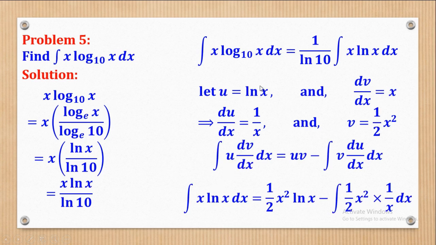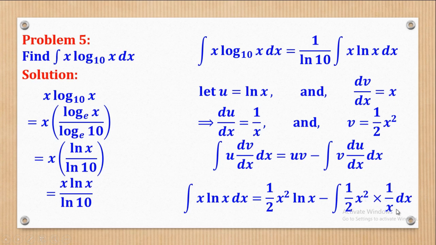Now, u times dv dx will give me the required integral. It will be equal to uv. Now, I have to look for u, which is ln x, and v, which is a half x squared. And when I multiply the two, I'll come up with a half x squared ln x minus the integral of v du dx. So I have to look for v, which is a half x squared, and multiply it with du dx, which is 1 over x, to give me this part.